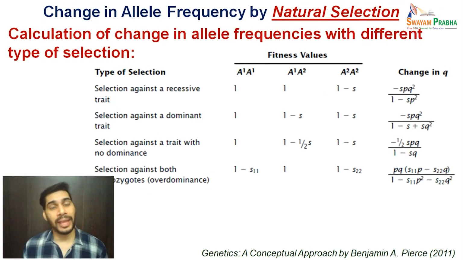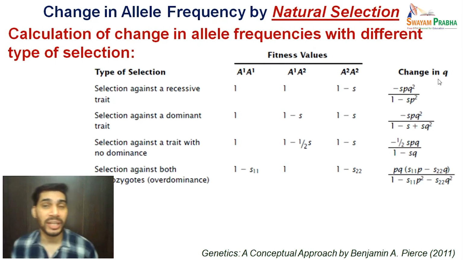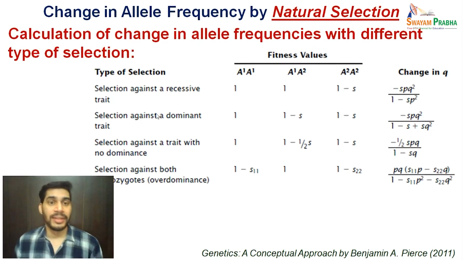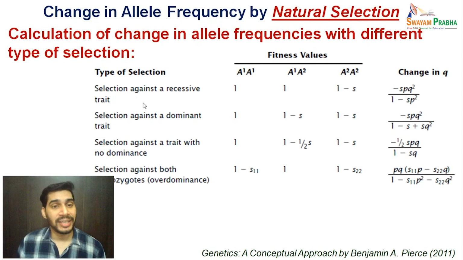Now you can calculate change in allelic frequencies with different types of selection. Depending on the type of selection, there is a fitness value, and you can use this formula to calculate change in Q. Now let's say selection against a recessive trait. If the type of selection is such that there is a selection against a recessive trait, the fitness value for the dominant genotype is 1.